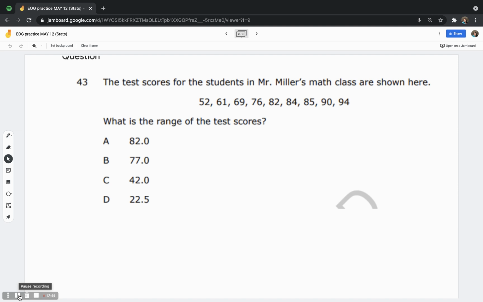Our next question says, the test scores for the students in Mr. Miller's math class are shown here. What is the range? So for range, we just do the biggest number, which here would be 94. We subtract the smallest number, which would be 52, and that gives us a difference of 42.